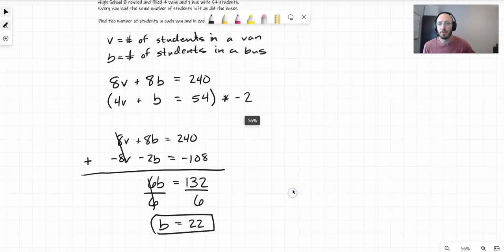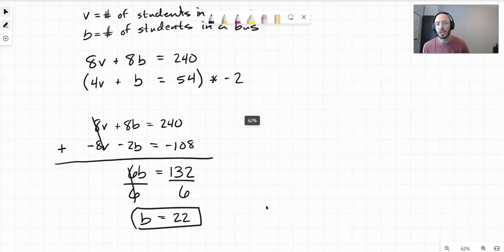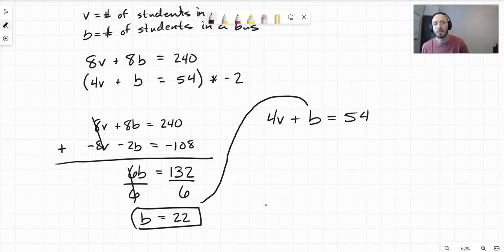We just have to pick one of our initial equations. It doesn't matter which one because the variables are the same in both, and solve for the other variable given what we know now. So I'm going to take this 4V plus B equals 54. That was our original equation. And I'm going to take this value for B, this 22, and substitute it in for B. So we have 4V plus 22 equals 54.